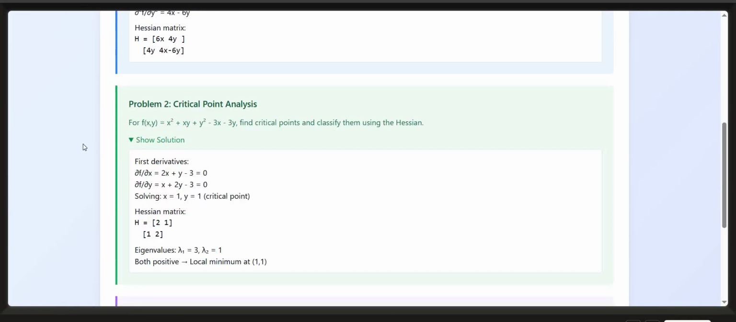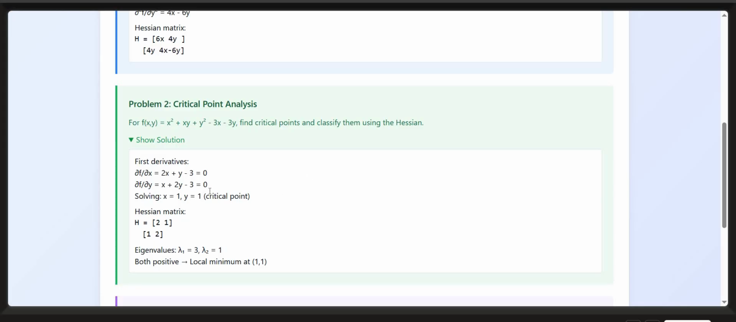Problem 2, critical point analysis. This time we are looking at critical points and classifying them using the Hessian. The function is f of x y equals x squared plus xy plus y squared minus 3x minus 3y. We start by taking the first order derivatives. You can see here the partial with respect to x is 2x plus y minus 3, and the partial with respect to y is x plus 2y minus 3. We set both equal to 0, and that gives us x equals 1 and y equals 1, so the critical point is at (1, 1).